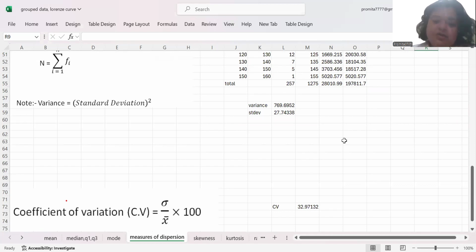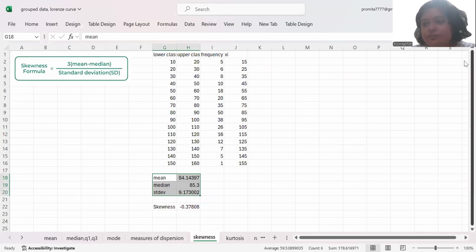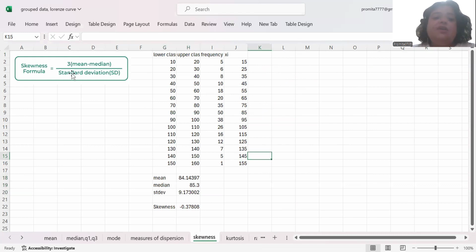So next we move on to skewness and kurtosis. We know that to calculate skewness and kurtosis, we can use the moments, and we can also use some direct formula. So we'll be seeing both those techniques now. First, we calculate skewness using this formula, 3 into mean minus median divided by SD. We previously calculated mean, median and SD, and we use this formula to calculate the skewness.